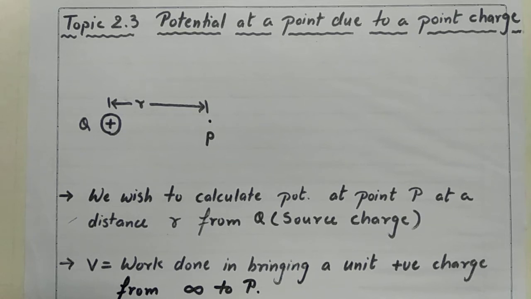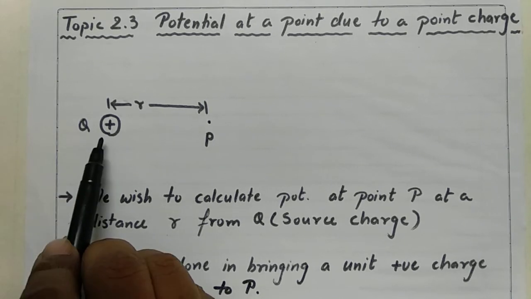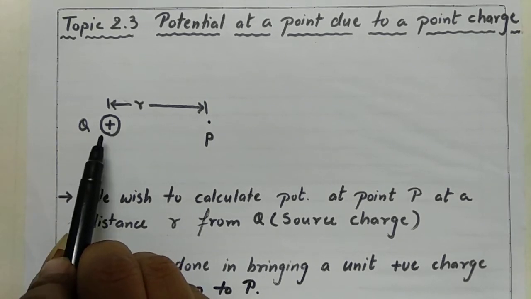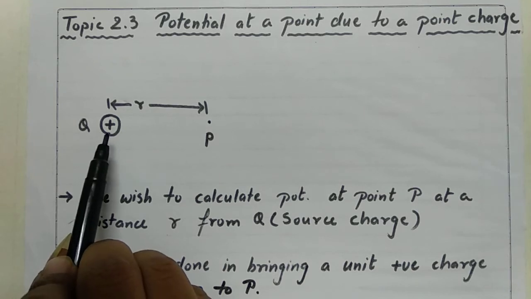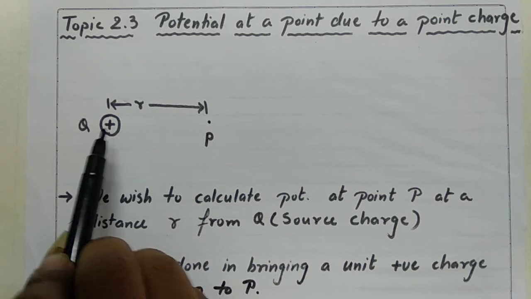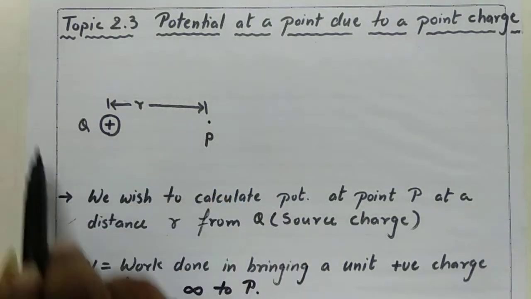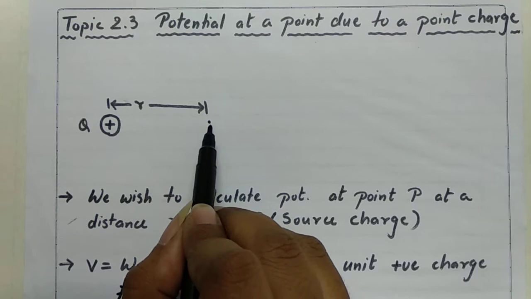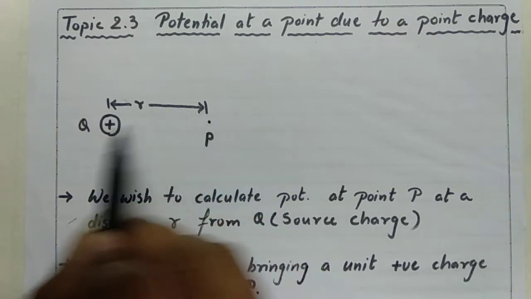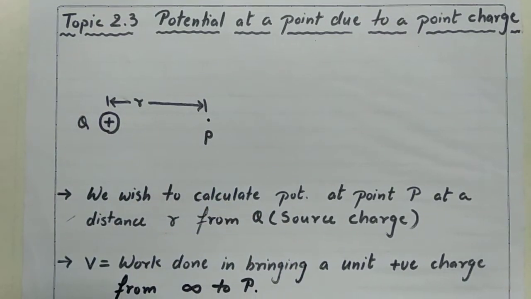Now we'll study how to calculate potential at a point due to a point charge. Suppose we have a source charge, capital Q, and because of this source charge, we'll have some potential at the point P around it. We need to calculate the potential at this point, which is at a distance r from the source charge.